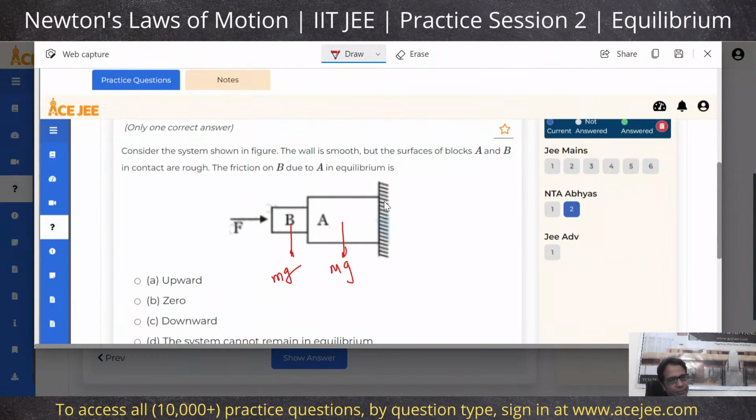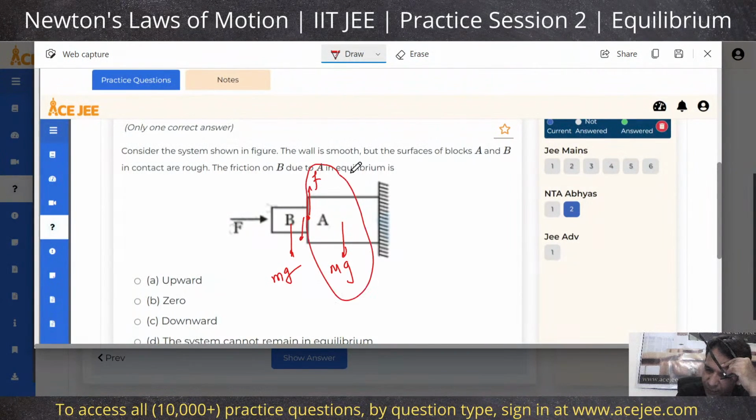So let me explain what I mean. Let's say there is a frictional force. On B, it is acting in this direction. On A, this is acting in this direction, right? So what does this mean? That the acceleration of A is less than g. Correct? And what does this mean? The acceleration of B is greater than g. Correct, Manan?